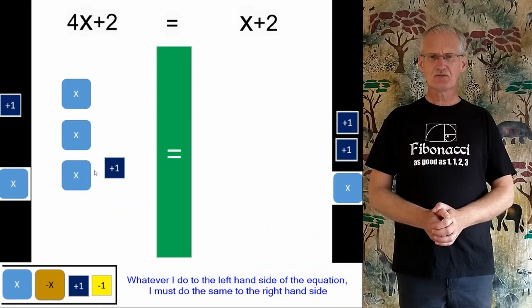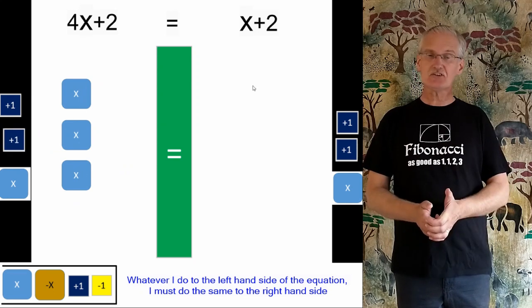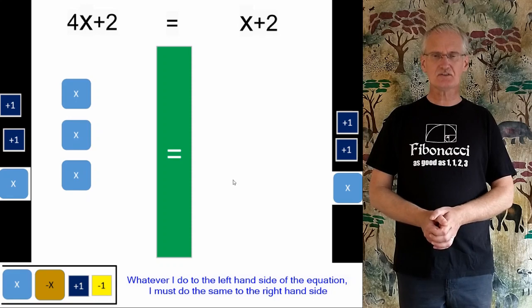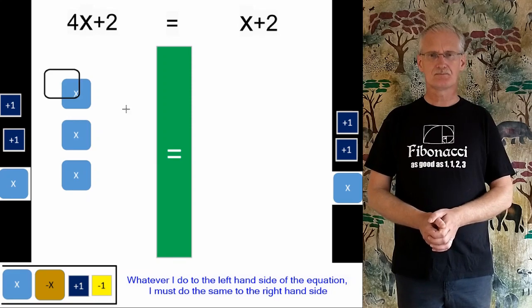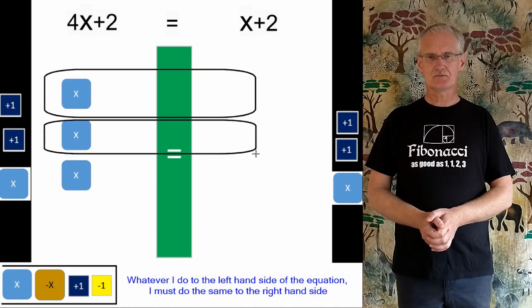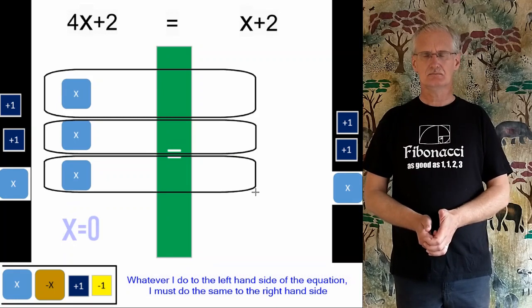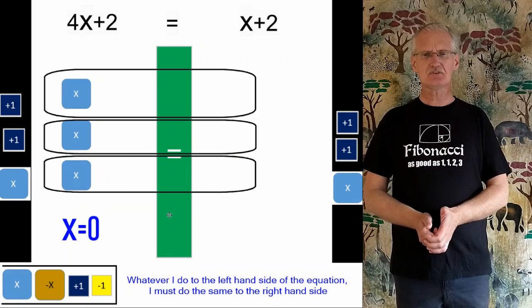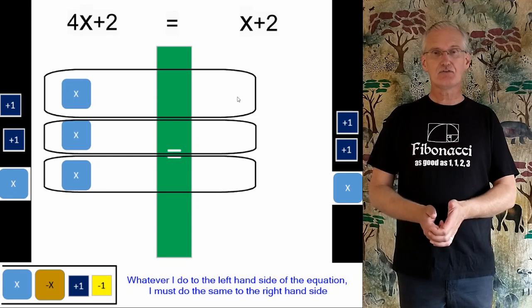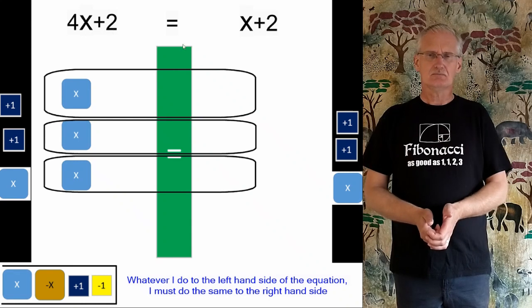So I have 3x equals 0. How do I make sense of that? Well, let's do the same thing. Let's get our ovals. We're going to group them. There's my first group, and my second group, and my third group. So what do I have in each group? I have x equals 0. X equals 0, x equals 0. Odd, isn't it? And yet, 4 times 0 plus 2 is 2, and 0 plus 2 is 2.